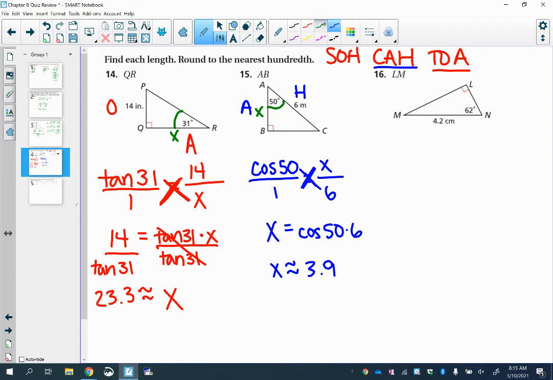All right, last but not least, let's do this problem over here. So here's my reference angle. My unknown is LM, which is this one right here. Now this triangle is in a little bit of a weird position, but we can see that this right here is across from the 90-degree angle, which means it's the hypotenuse. And this one then is across from the reference angle, which means it's the opposite.